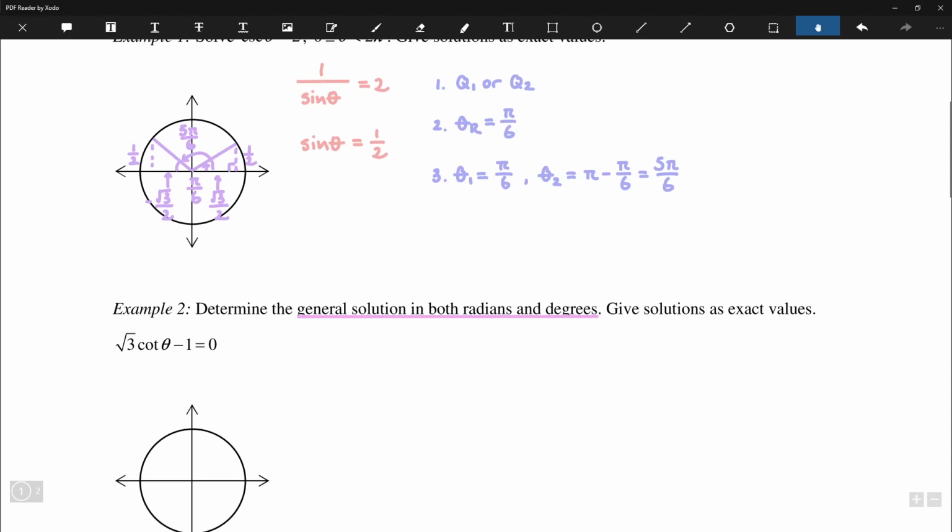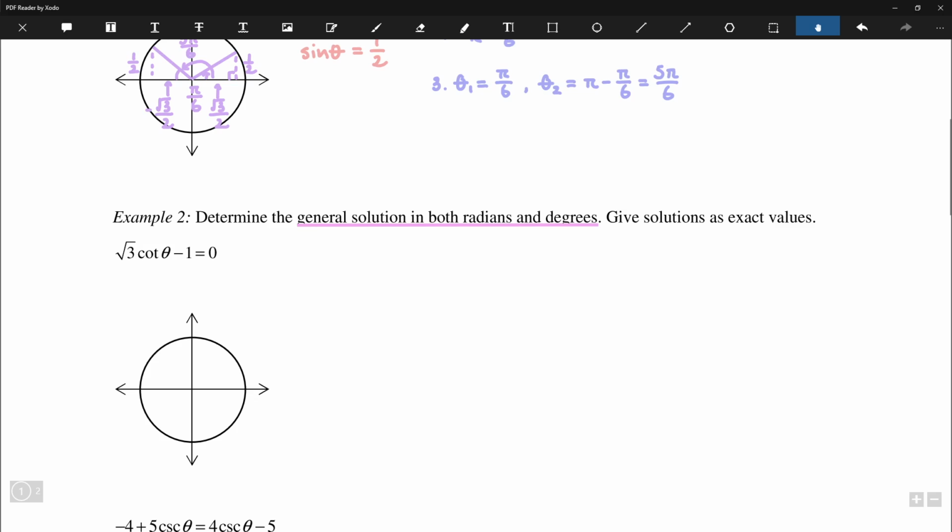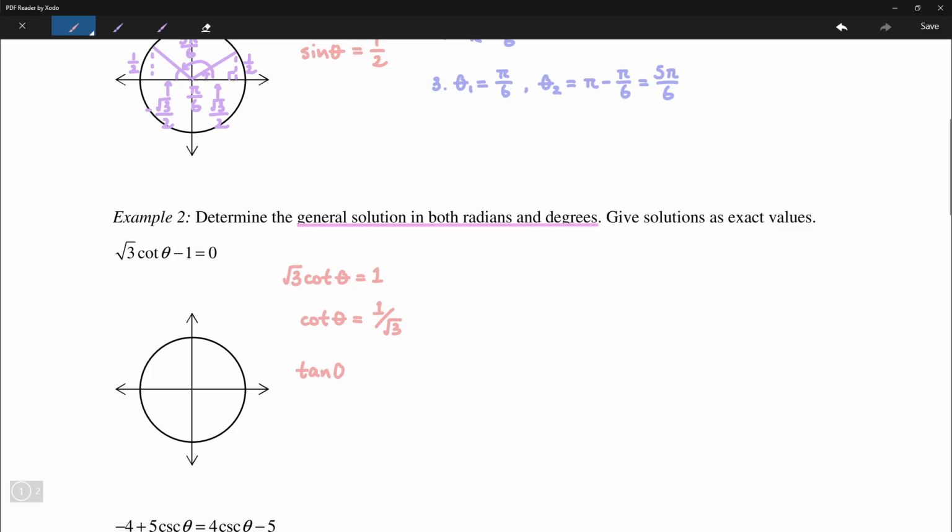First one, we have square root of 3 cotangent theta minus 1 is equal to 0. So we'll begin with square root of 3 cotangent theta is equal to 1. That means cotangent theta is equal to 1 over the square root of 3. Using the reciprocal of cotangent theta, we have tangent theta then must be equal to just the square root of 3.